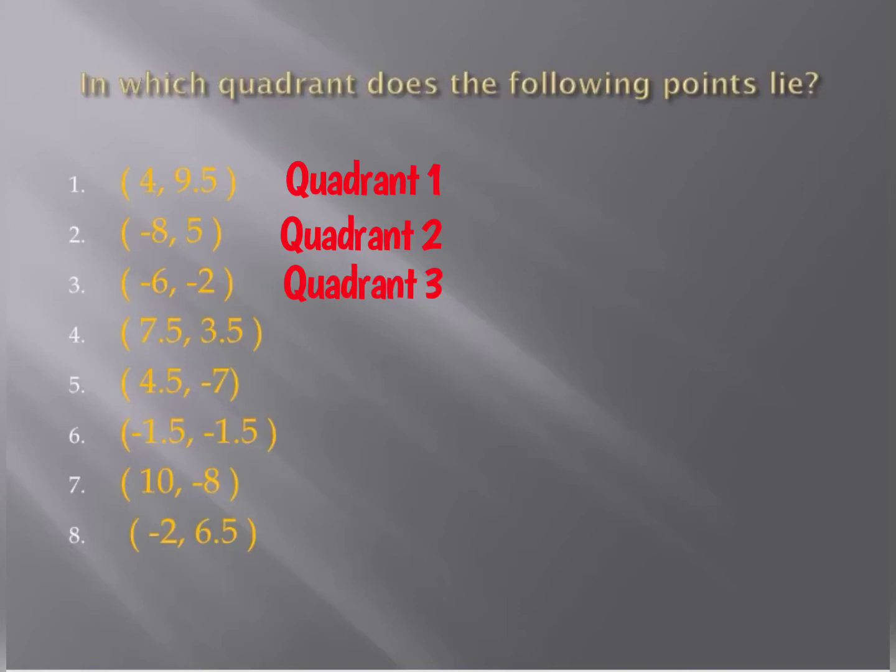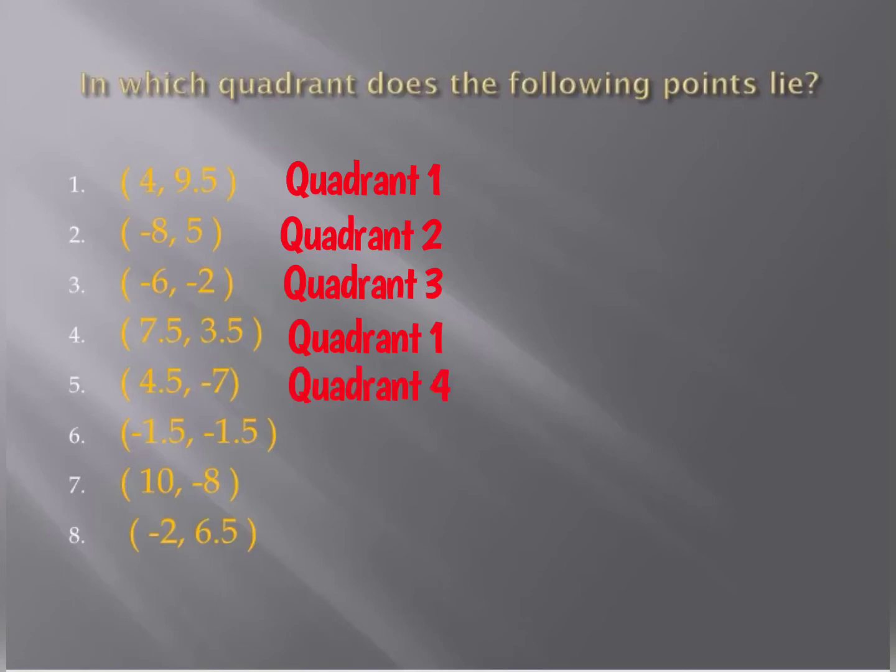Fourth one is (7.5, 3.5). So x is 7.5 and y is 3.5 and both are positive. So this pair will lie in first quadrant. Fifth one is (4.5, -7). So here x is 4.5, y is -7. So x is positive and y is negative. So this pair will lie in fourth quadrant.